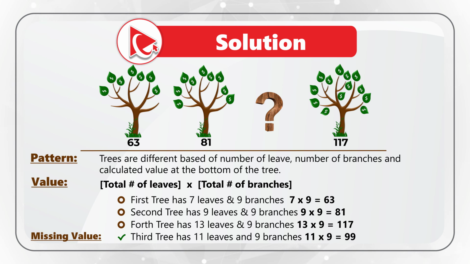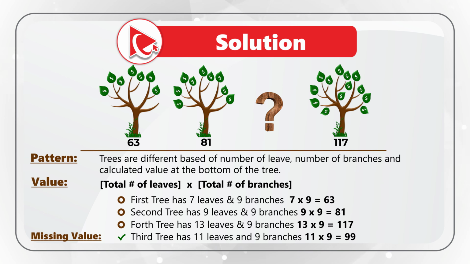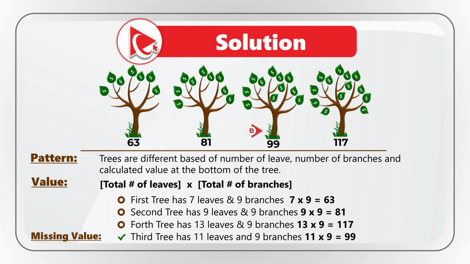What's interesting here is that choices A, B, and C all have value at the bottom of 99. But the correct choice here is only choice B, because only choice B has 11 leaves and 9 branches, and multiplying 11 by 9 equals actually 99, which matches the formula. So the correct choice here is choice B.